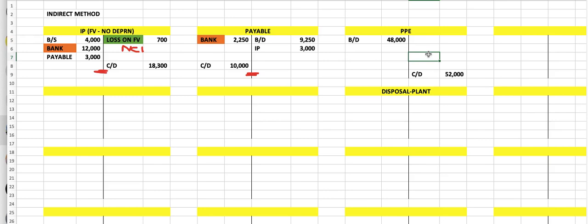Okay, alright, then the question says a plant was sold during the year at a gain of 89,000. So if it is a gain, that means in your SOPL you add, so it is an income. So in this account it should be on the debit side, gain on disposal. Wait a moment.